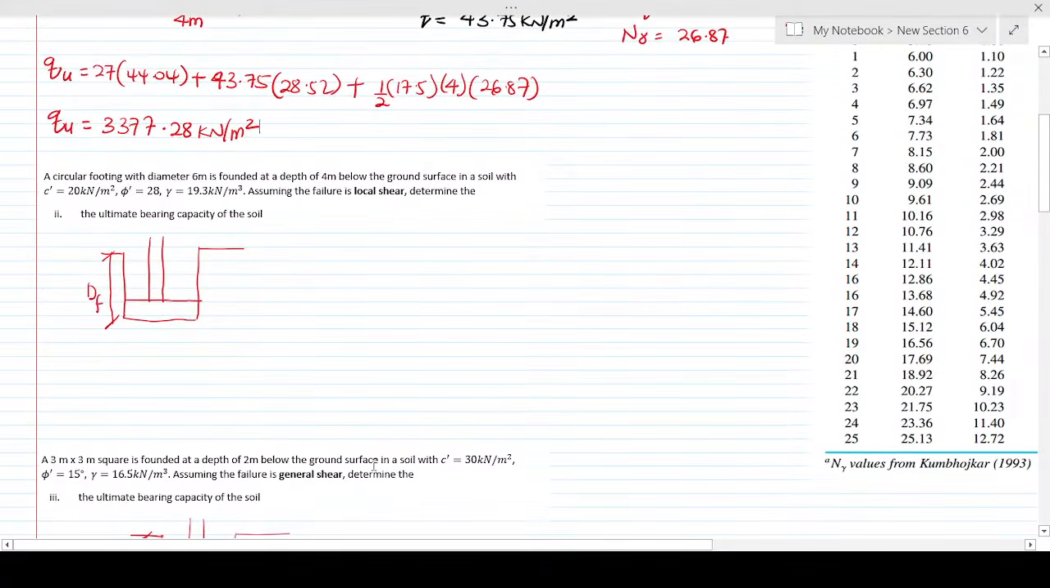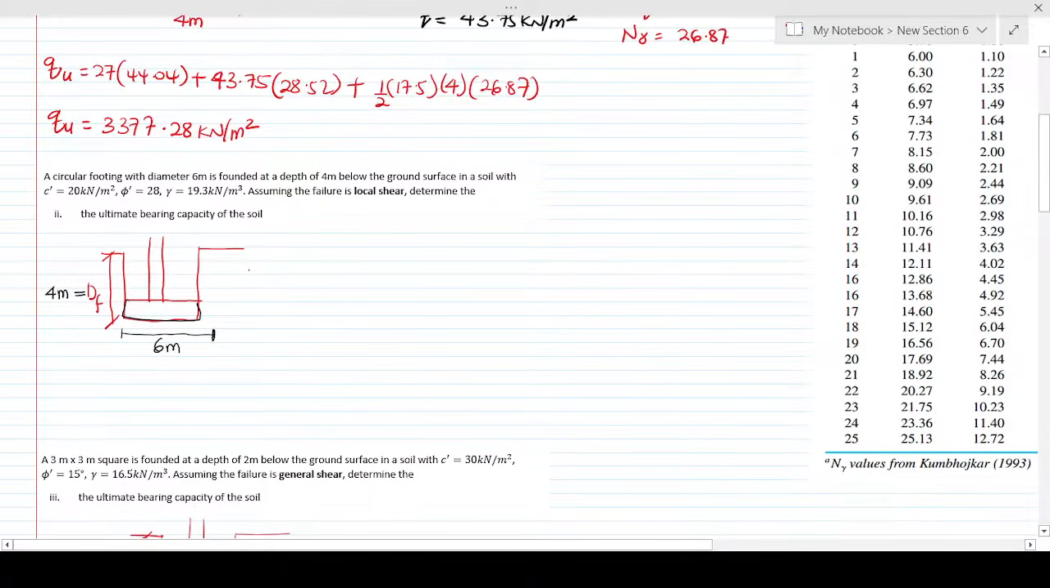So the second question, let's see what is required. In the second, we have a circular footing with diameter 6 meters founded at a depth of 4 meters below. So the depth of the foundation is 4 meters. A circular foundation, looking at the side, it looks like this. That is the side view, and the diameter of that foundation is 6 meters.